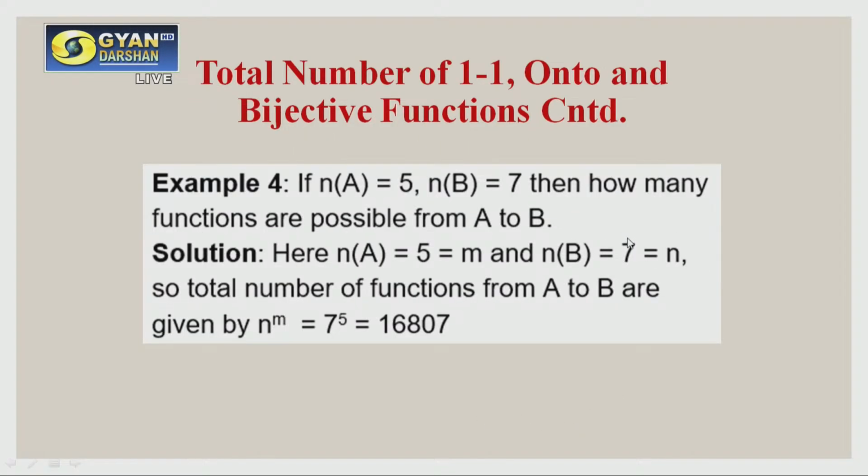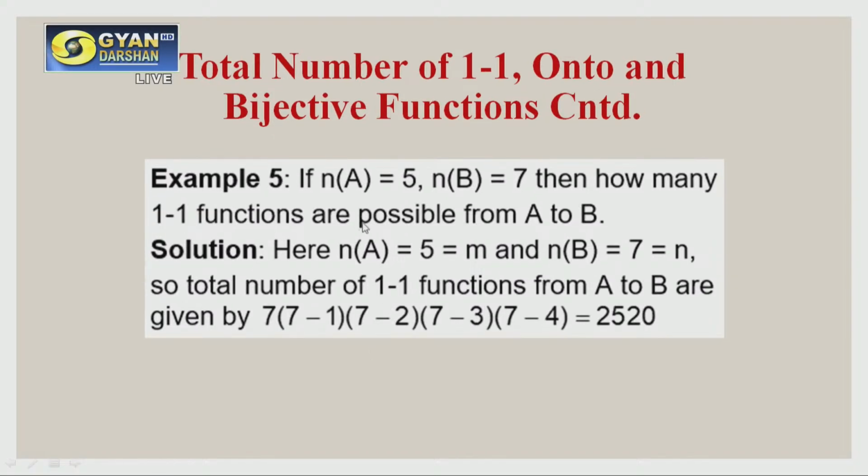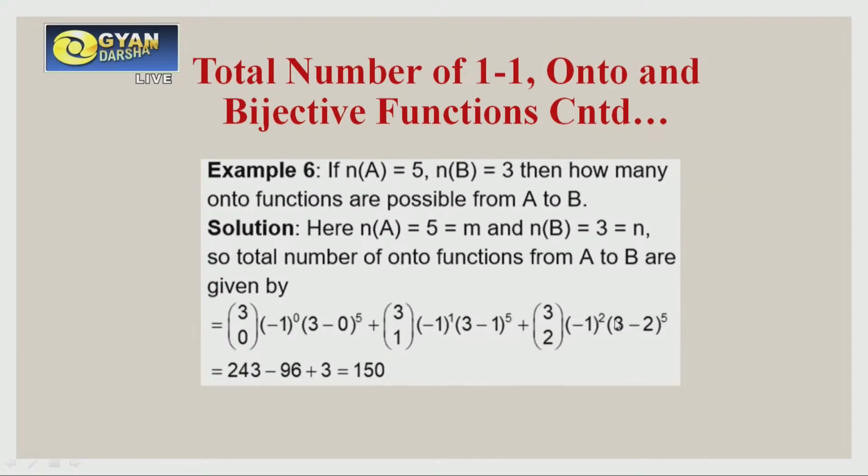Let's take some examples to apply those formulas. If set A has 5 elements and set B has 7 elements, then the total number of functions from A to B will be 7 to the power 5. If I want to find out how many 1-1 functions there are from A to B, the formula was n(n-1), so n is 7: 7, 7-1, 7-2, and so on. Here m is 5, so we go up to 7-4. So this is the total number of 1-1 functions.